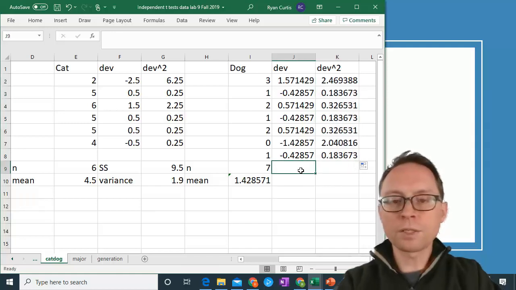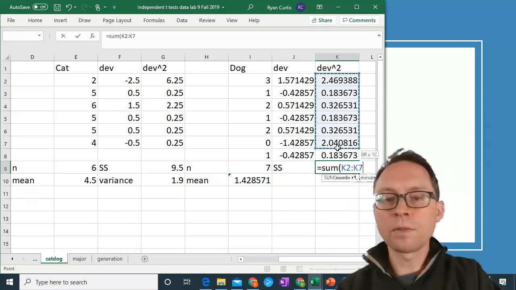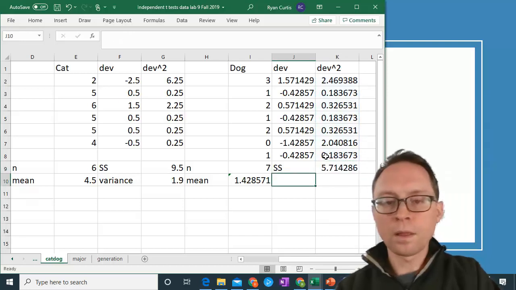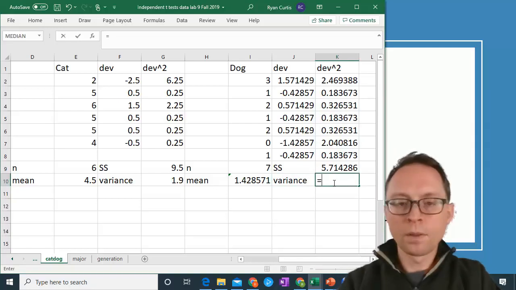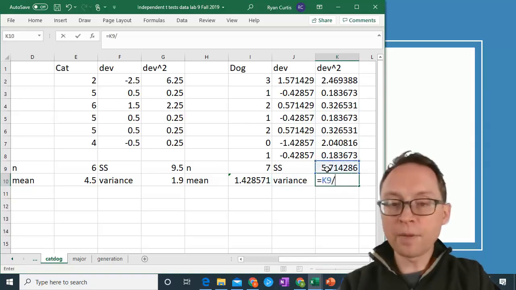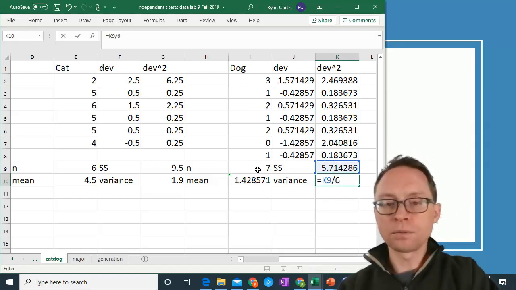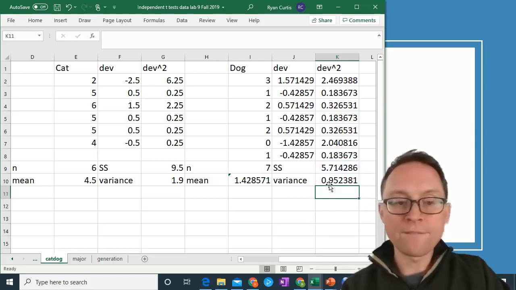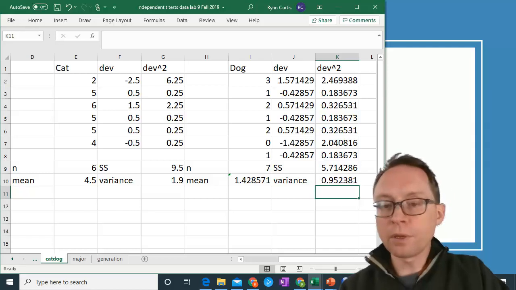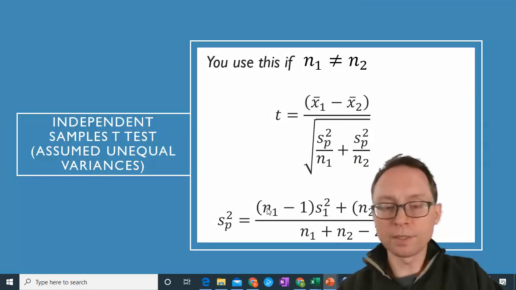Then we get the sum of squares, just like we did before. The sum of squares is going to be the sum of all of these. Then the variance, which is the sum of squares divided by n minus 1. Now in this case, n equals 7. So n minus 1 is 6. The variance then is going to be 0.95.